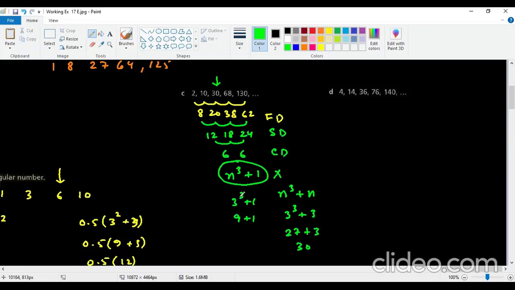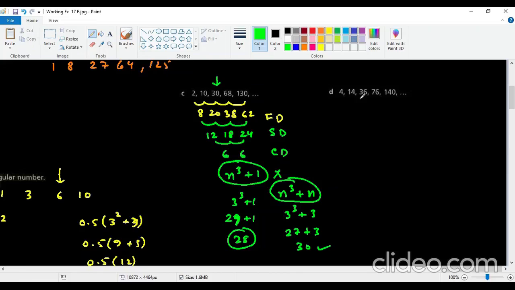And there is a correction here. It is 27 plus 1. It was giving us 28, which is a wrong answer for the third term. The right answer for the third term is this one. That means this is the correct term rule for question number C.